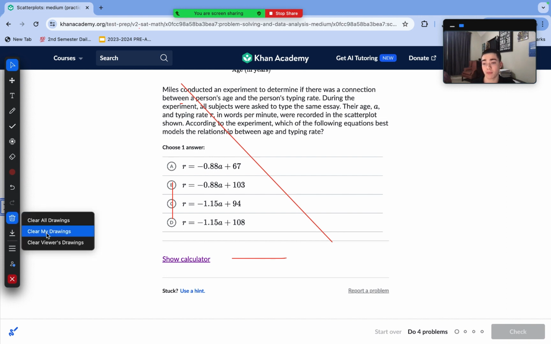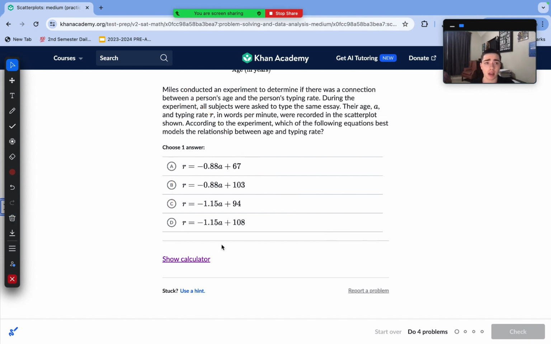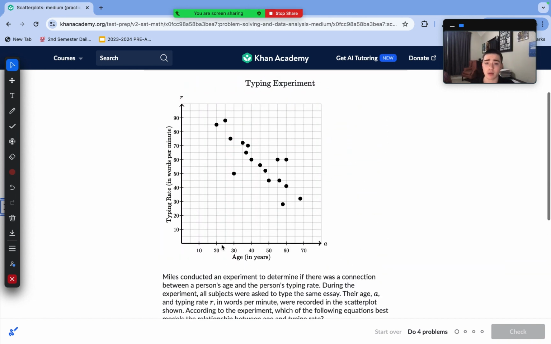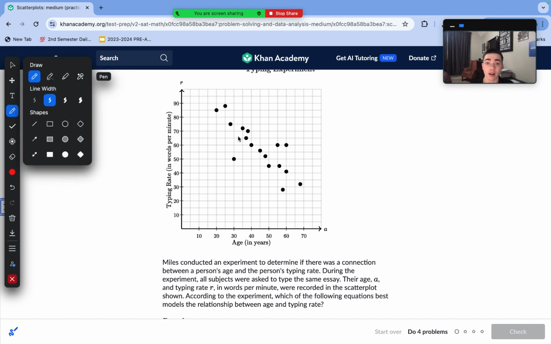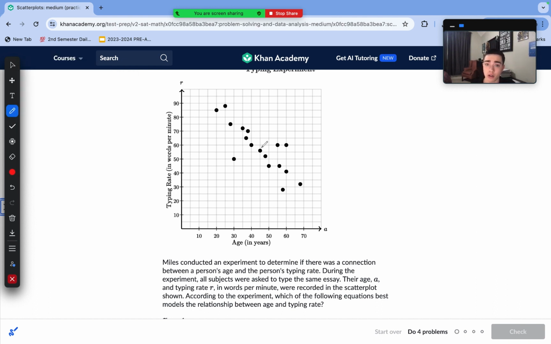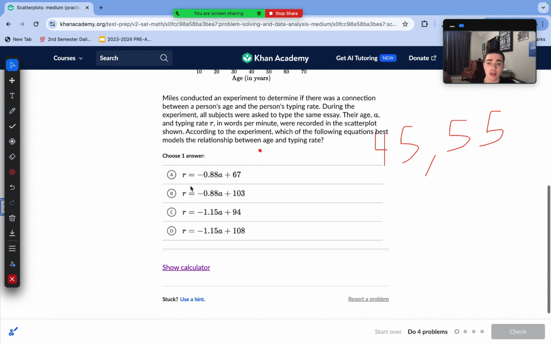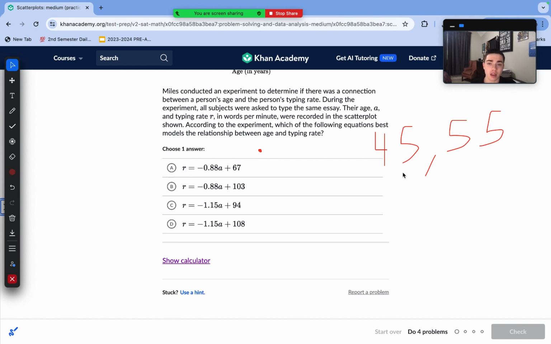What I recommend past this stage is, instead of guesstimating using our line of best fit, we actually substitute some coordinate pairs into these equations. We choose a coordinate pair that seems to be concentrated on the line of best fit. I'll use this one right here, which is approximately 45, 55, and what I would do is substitute 45 in as our A value into our equations, and see which answer gets the closest to our true y value, which is 55.